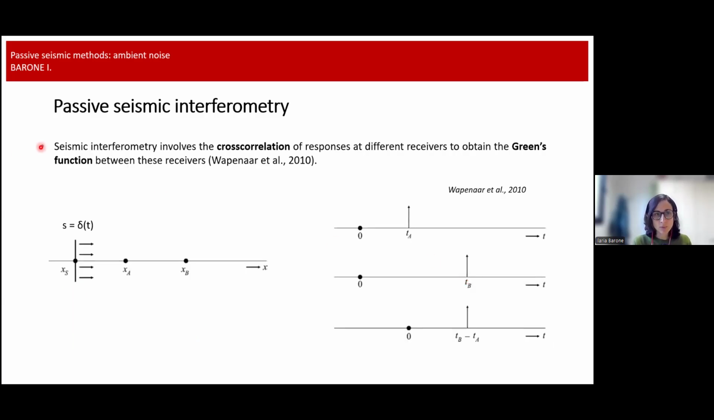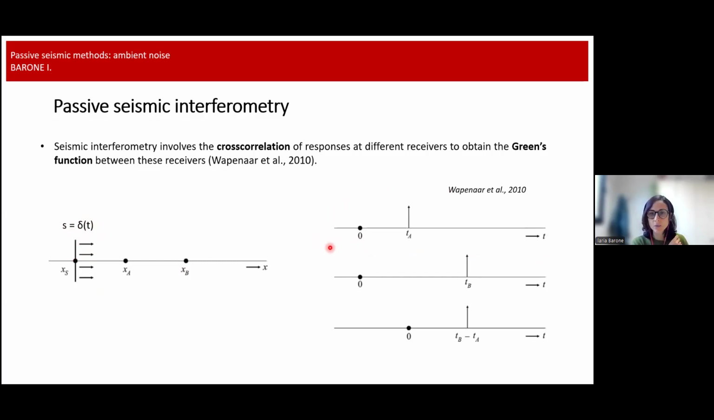Okay, now I'm going to explain seismic interferometry, and I will follow this Wapenaar et al. 2010 paper, which is a very nice paper. It's a tutorial on seismic interferometry. So let's suppose we have two stations, one at XA, one at XB, and we have a seismic source acting on the left side. This is a plane wave propagating from left to right. In particular, the seismic source is a Dirac, so it's an impulse.